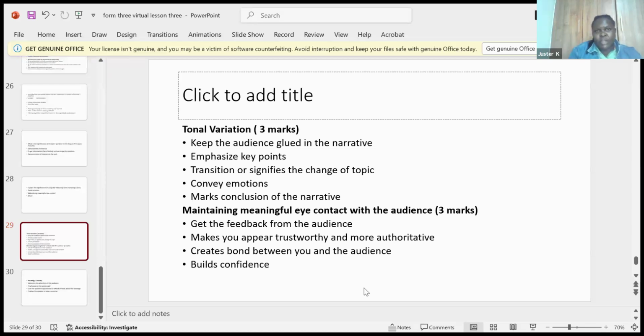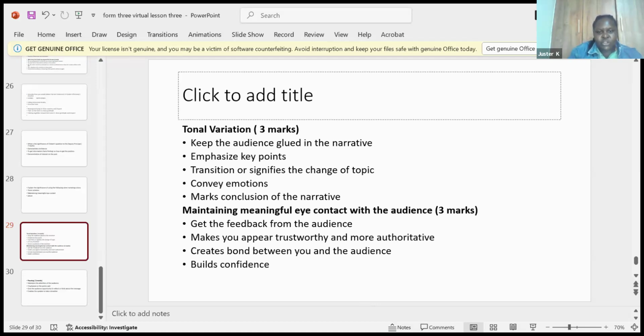When you maintain eye contact with your audience, it makes you be very confident. You are not shy. You don't feel timid. You don't feel intimidated, but you're confident. And of course, that is going to positively affect your delivery.